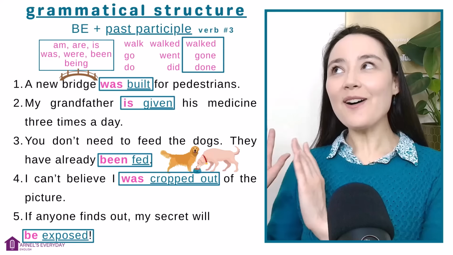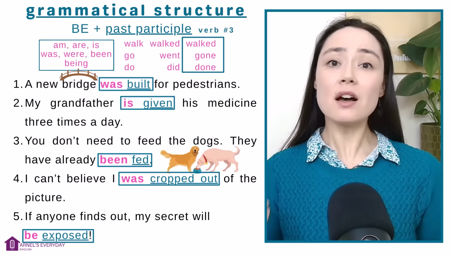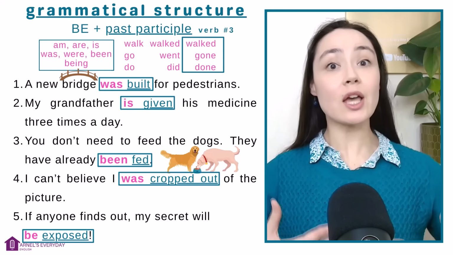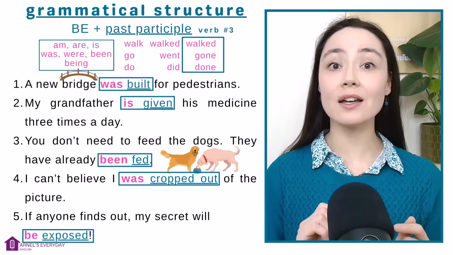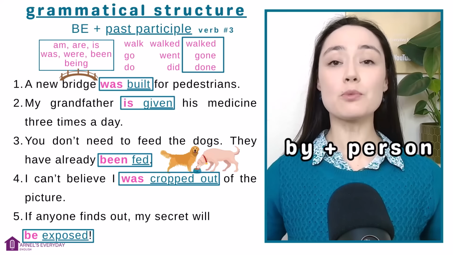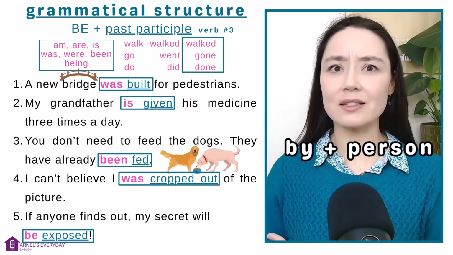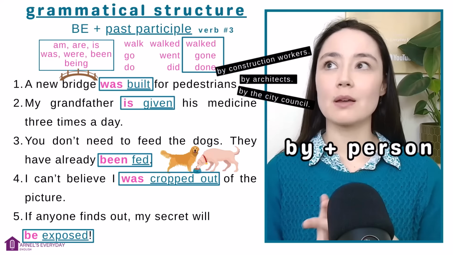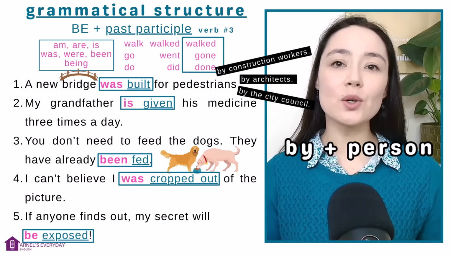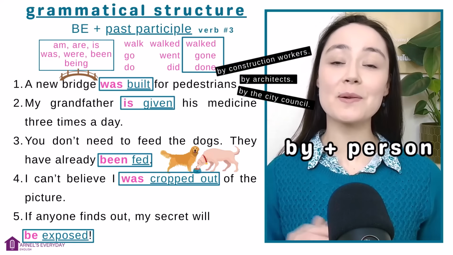Okay, so in all 5 sentences, the person who does the action, the doer, is again obvious, unknown, or not important. If you want to say who does the action, we can add by plus person. A new bridge was built for pedestrians by, here it's obvious, by construction workers, by architects, by the city council. We don't need to say who. The most important thing is now pedestrians have their own bridge.